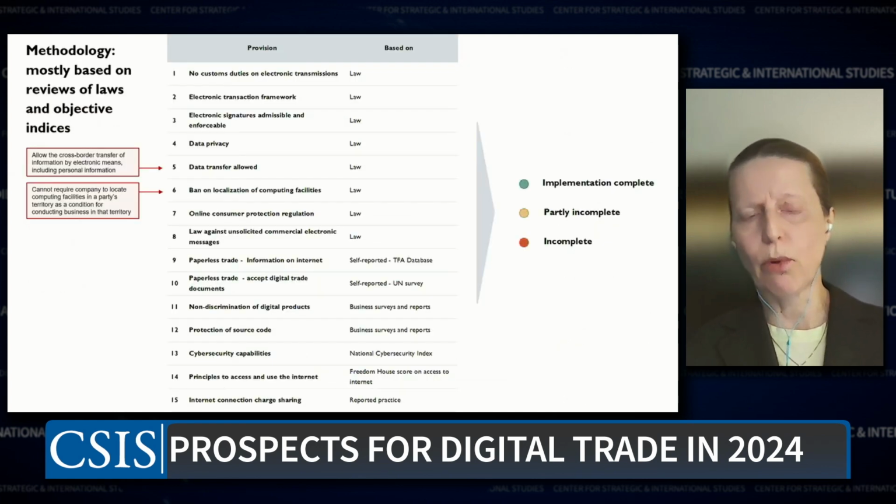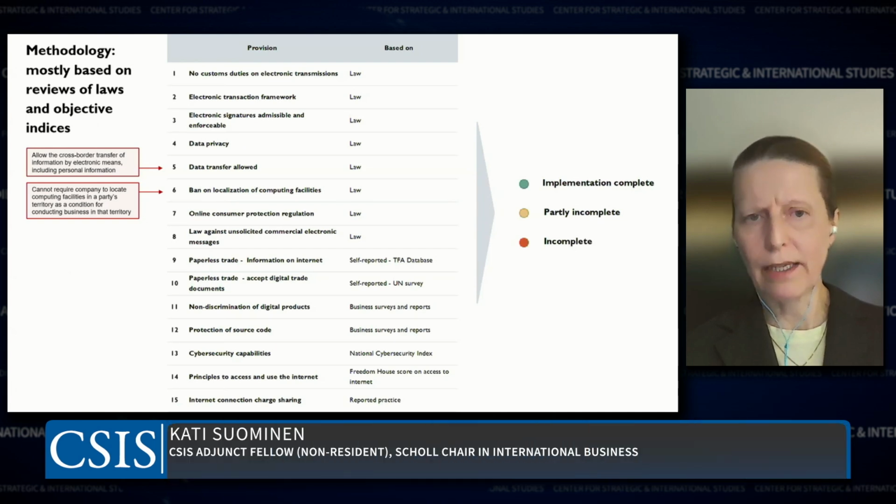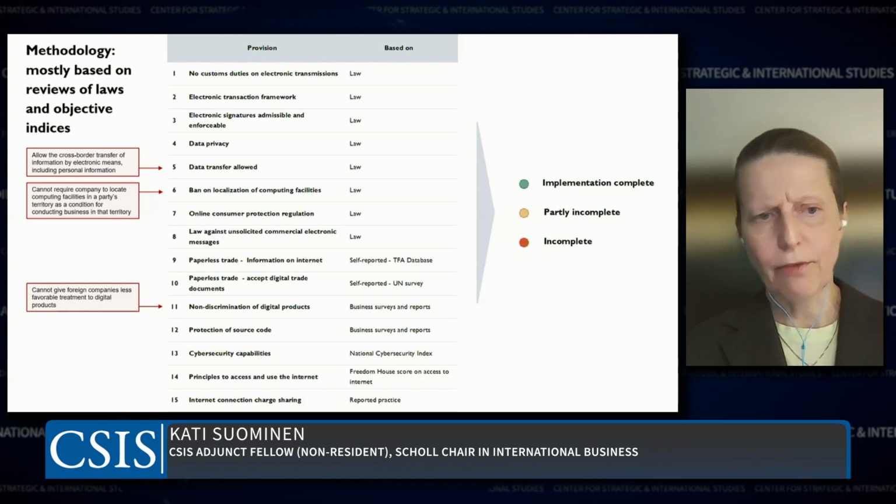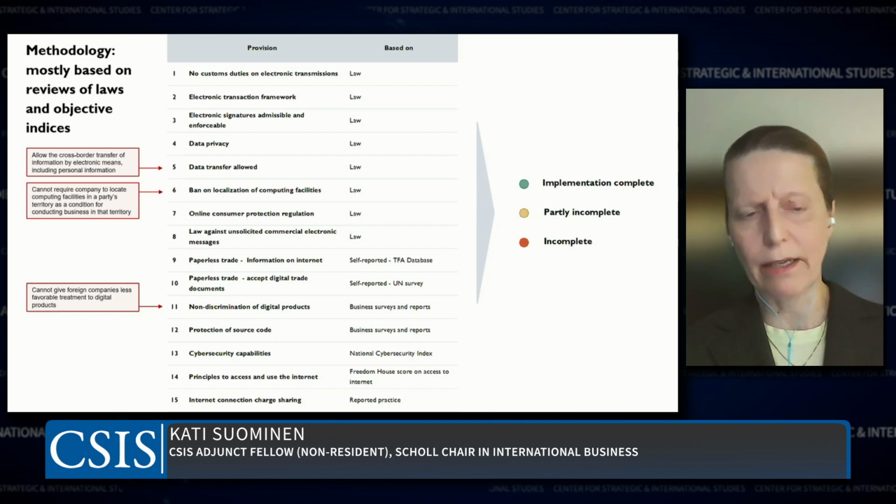There are a number of other rules in the CPTPP, for instance, banning countries from requiring companies to locate computing facilities in a certain market, enabling companies to basically store data where they want. And countries also cannot give foreign companies less favorable treatment on digital products than they accord to their domestic companies.